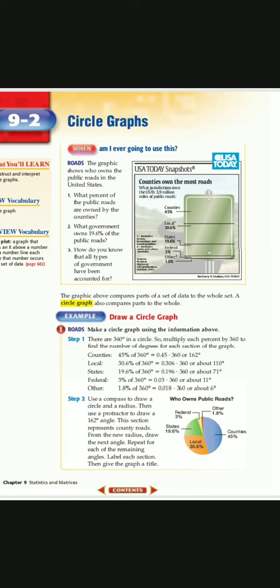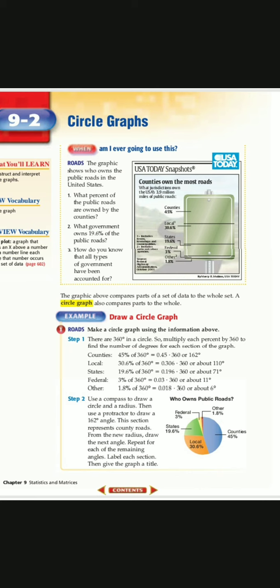Step 2. Use a compass to draw a circle and a radius. Then use a protractor to draw a 162 degree angle. This section represents county roads. From the new radius, draw the next angle. Repeat for each of the remaining angles. Label each section, then give the graph a title. This is Who Owns Public Roads?